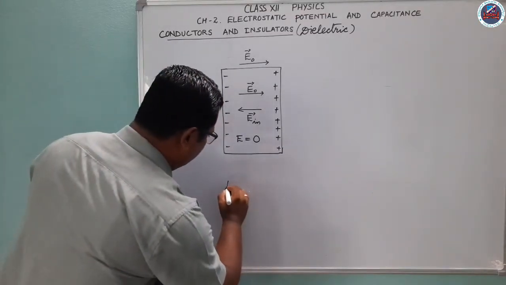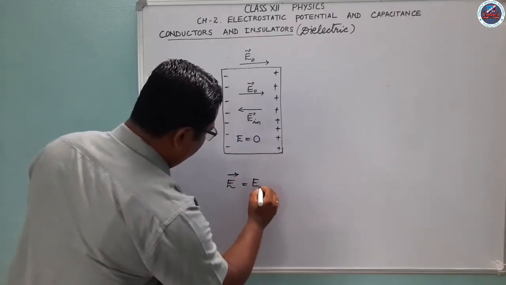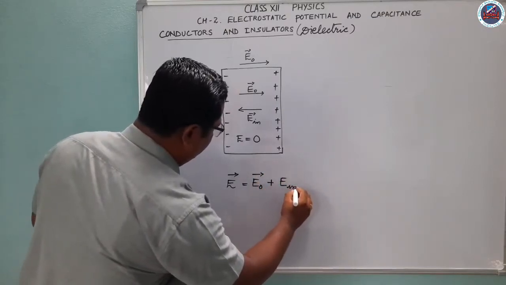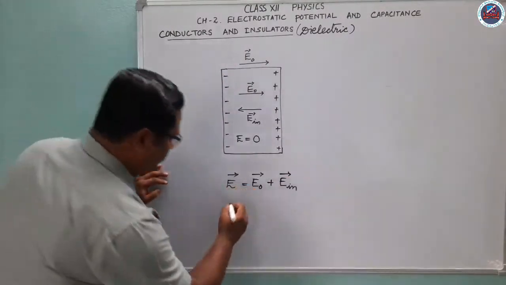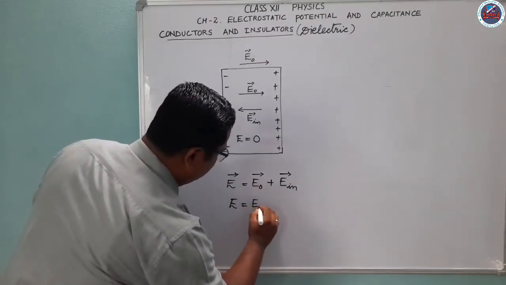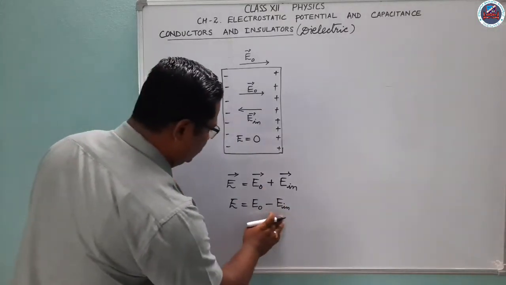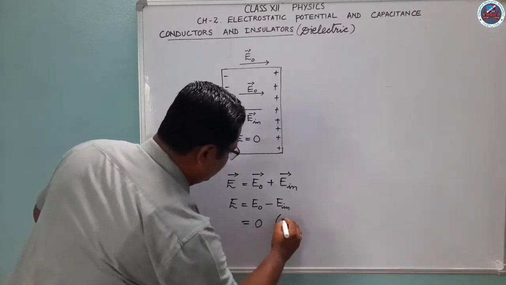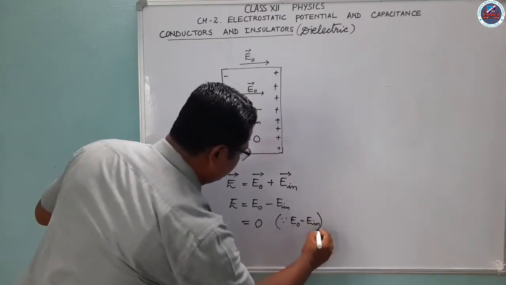In a conductor, the resultant electric field intensity E is equal to the sum of the applied electric field intensity plus the internal electric field intensity produced inside the conductor. This is your vector notation. But when you write down its magnitude, then E0 minus E_in, this is the external and this is the internal electric field. Then the sum total will come out as 0, as both the magnitudes are equal. That will happen inside the conductor.